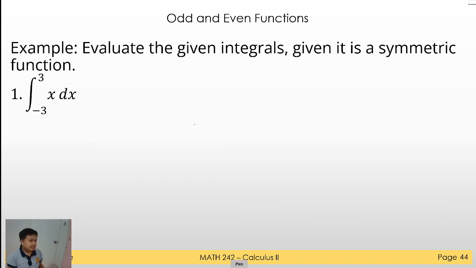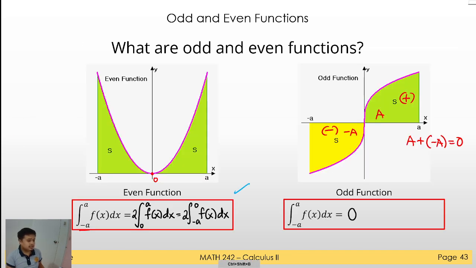Evaluate the given integral, given it is a symmetric function. If it is a symmetric function, it could either be an odd or an even function. So we want to first check if our function here is an odd or an even function. And you can see that the limits are also symmetrical: we have positive 3, negative 3. Therefore, we could try either this definition or this definition. If it is an odd function, it will be much easier.